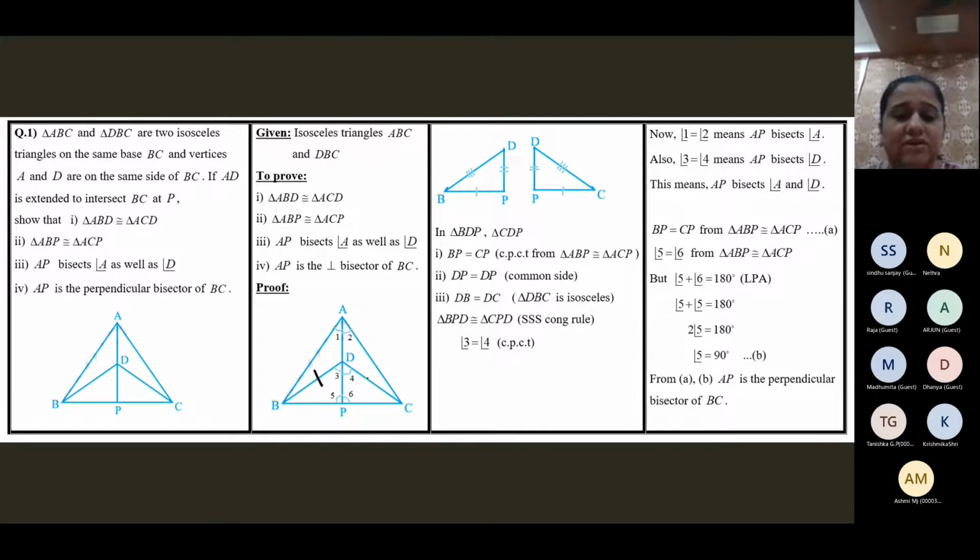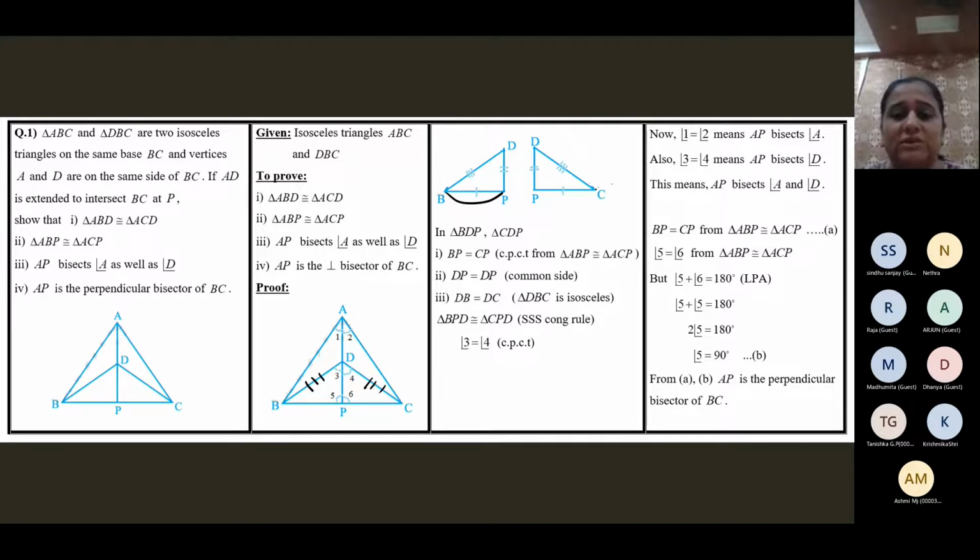BD is equal to DC because the triangle is isosceles. I've taken the triangles BDP and CDP separately here. BD is equal to CD because BDC is an isosceles triangle. So we already know that BD is equal to DC.